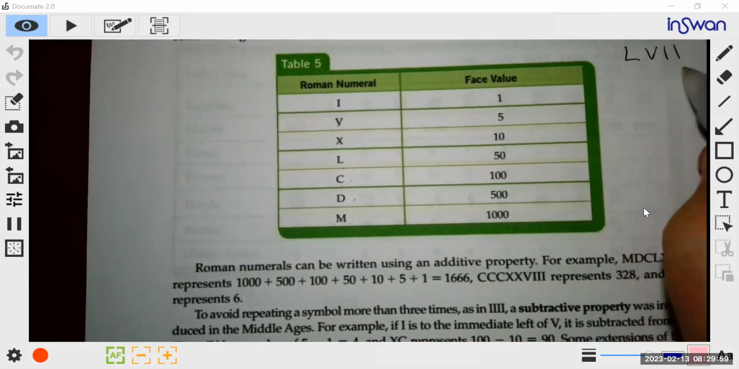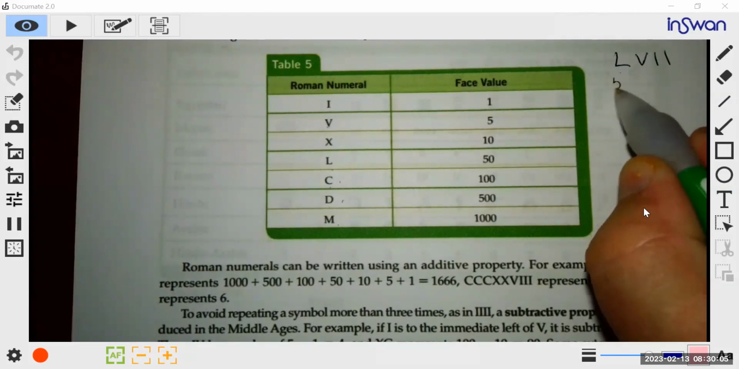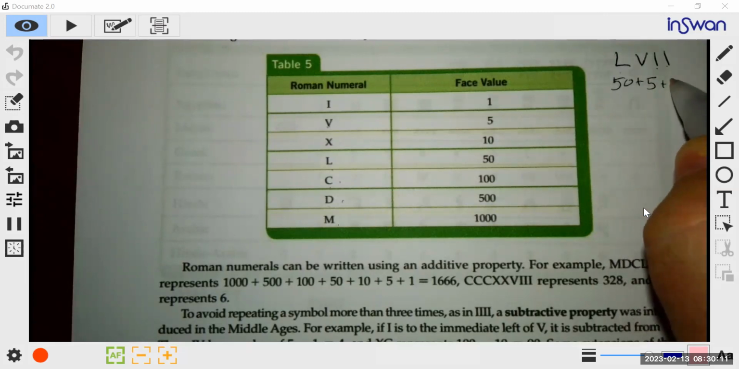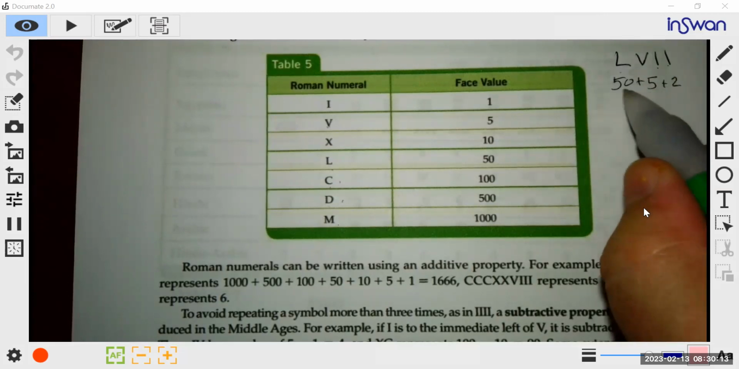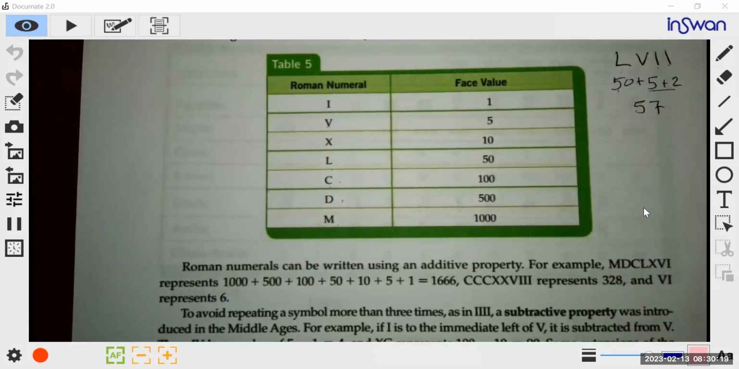So this number here would be what? L is 50, V is 5, and II is 2. So it's 50 plus 7. So the Super Bowl number is 57.